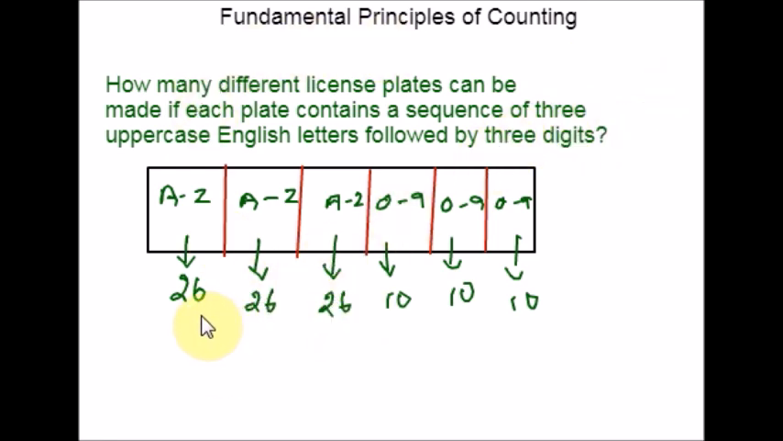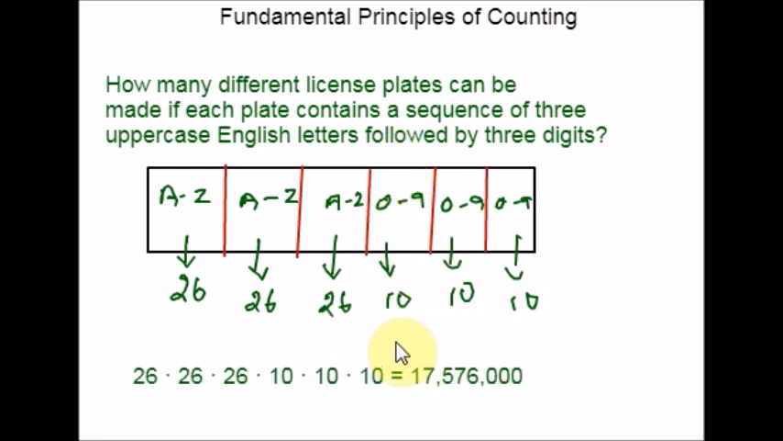So we are not changing the numbers. The number of choices for each blank is the same here: 26, 26, 26 for the first 3 and 10 for the last 3. Now let's apply the fundamental principle of counting, that is multiplication. Just multiply the number of choices for each blank because we want to know the different combinations. So 26 times 26 times 26 times 10 times 10 times 10. Hope you're clear with this example. This is how the product rule works out.